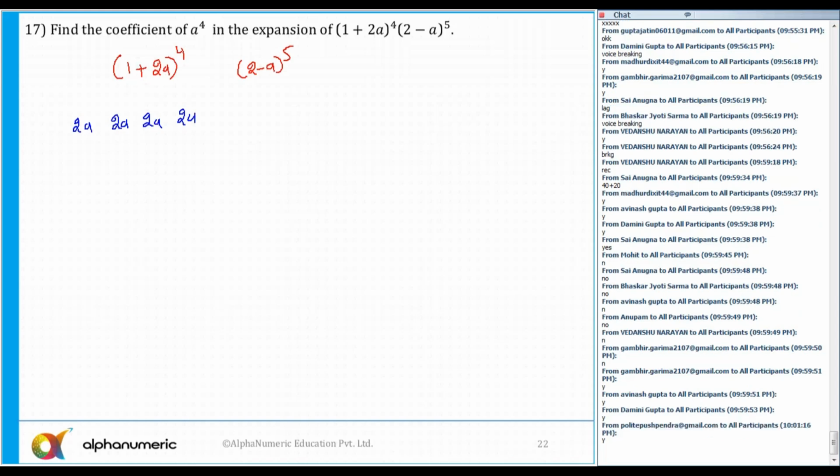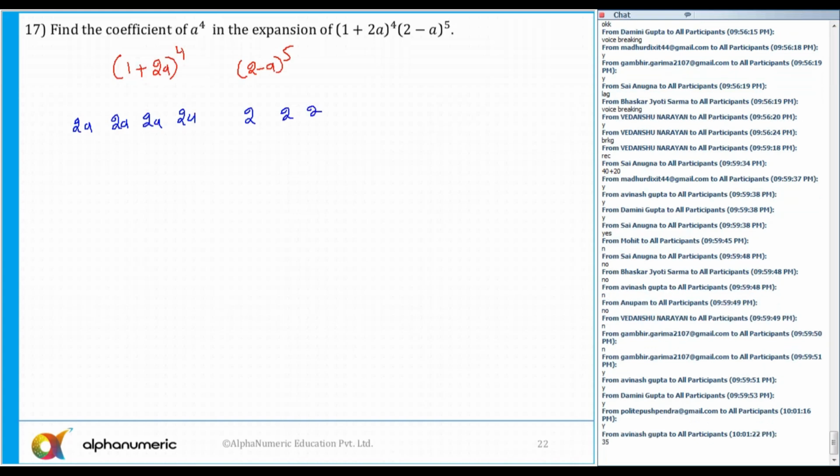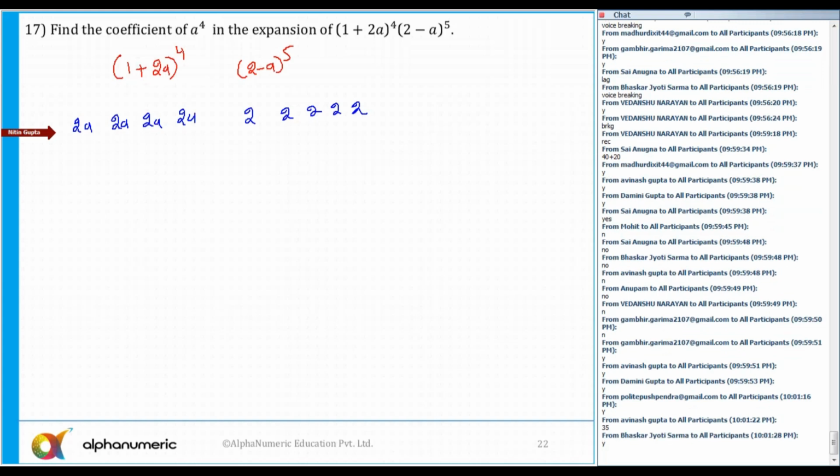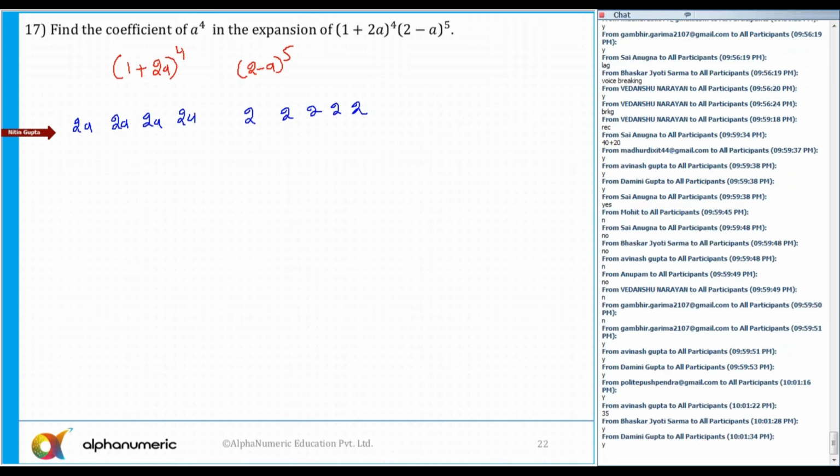Yes or no? And here, from the second one, I'll get only 2, 2, 2, 2, and 2. Is that clear to all of you? Please tell me. That is the first case. Now, the second possibility is here: I can take from 3 of the brackets 2a, so that is 2a, 2a, and 2a, and 1 from here.